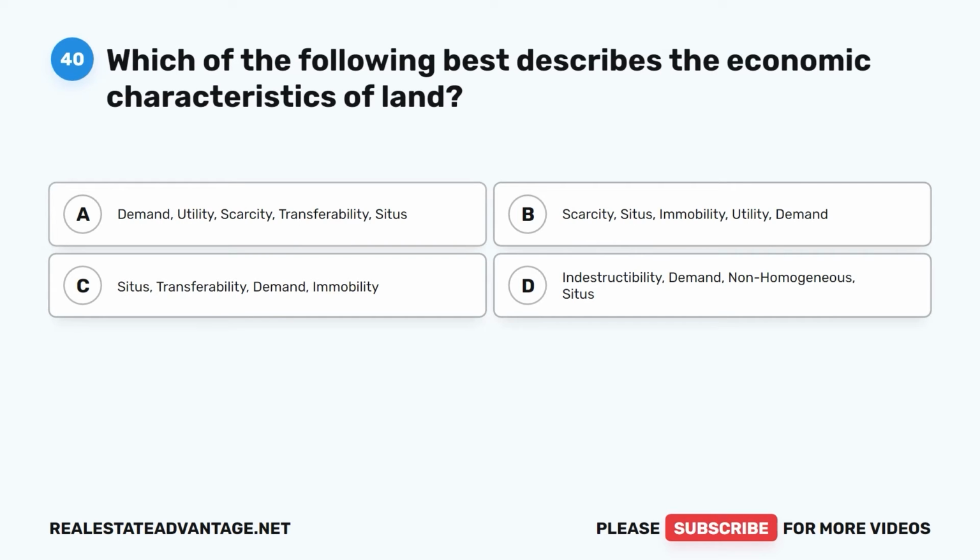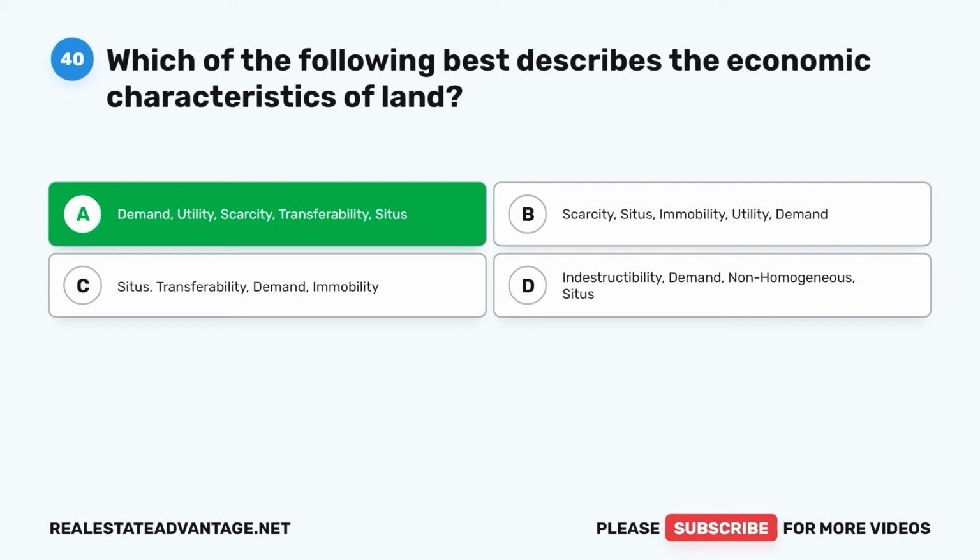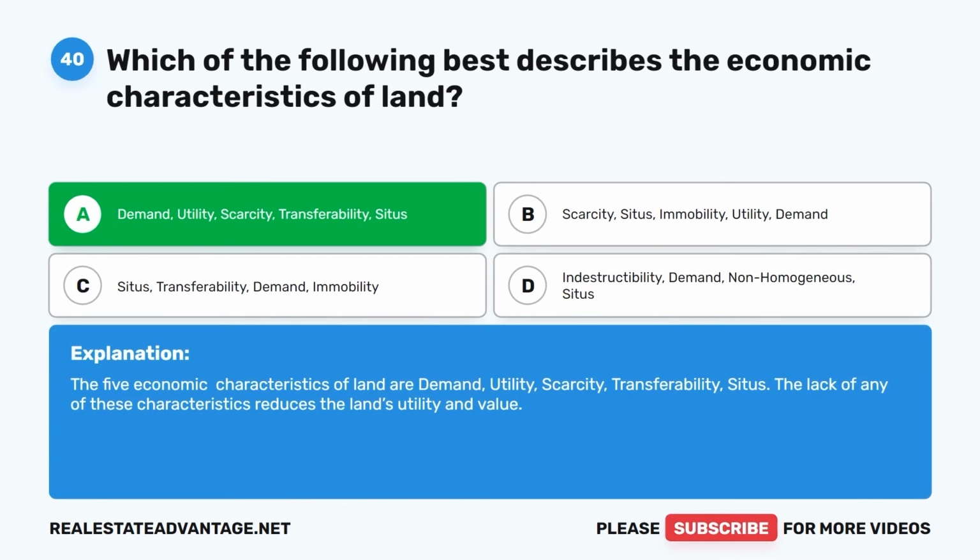Question 40. Which of the following best describes the economic characteristics of land? A. Demand, utility, scarcity, transferability, situs. B. Scarcity, situs, immobility, utility, demand. C. Situs, transferability, demand, immobility. D. Indestructibility, demand, non-homogeneous, situs. The correct answer is A. Demand, utility, scarcity, transferability, situs. The 5 economic characteristics of land are demand, utility, scarcity, transferability, situs. The lack of any of these characteristics reduces the land's utility and value.